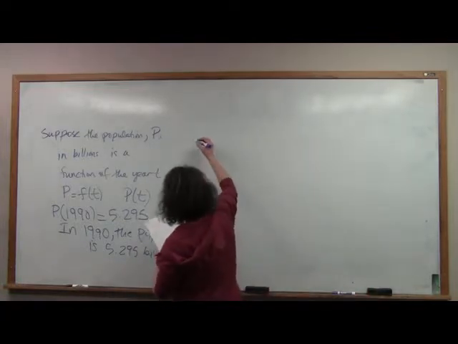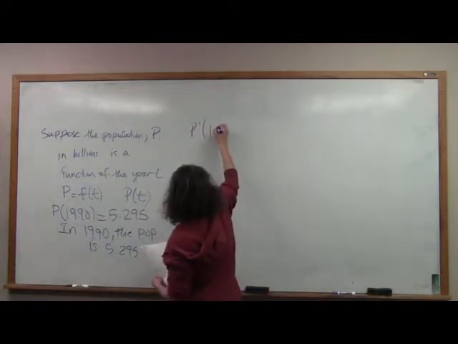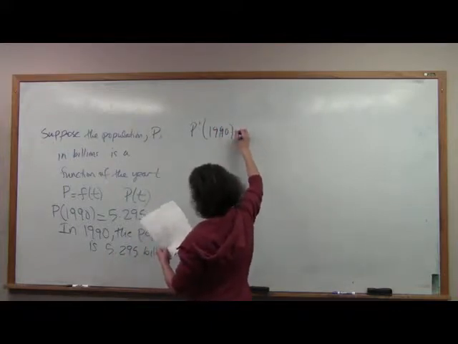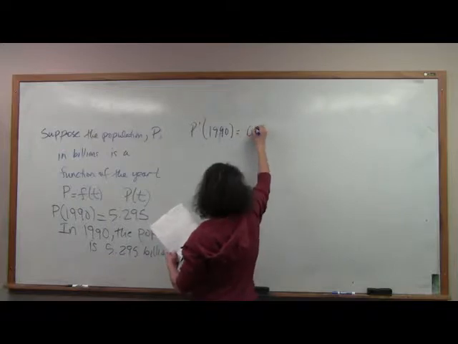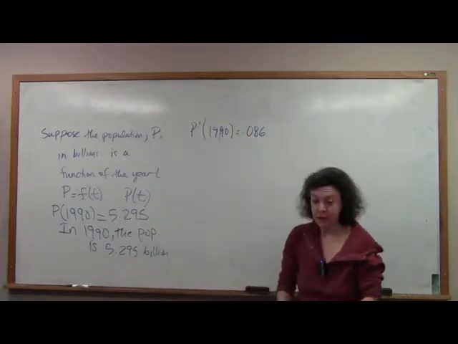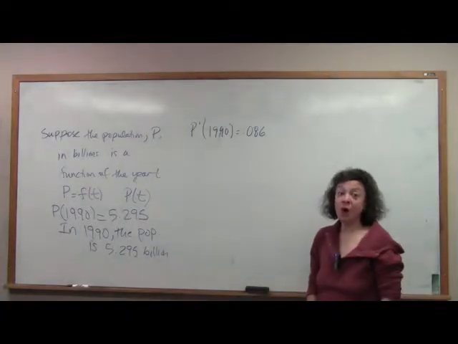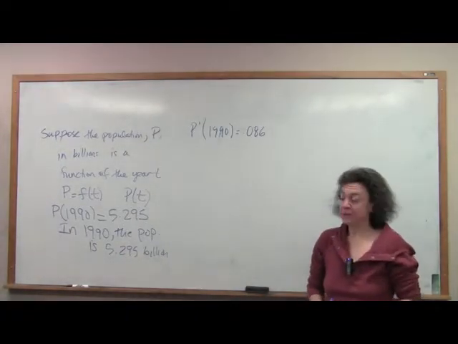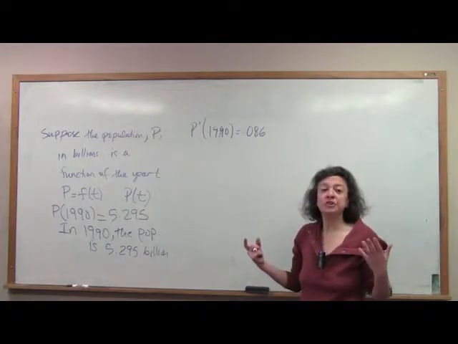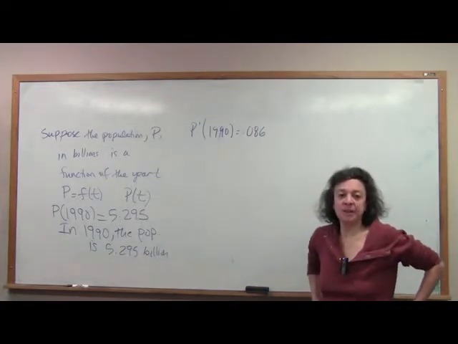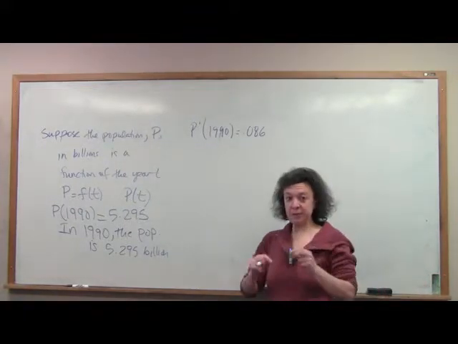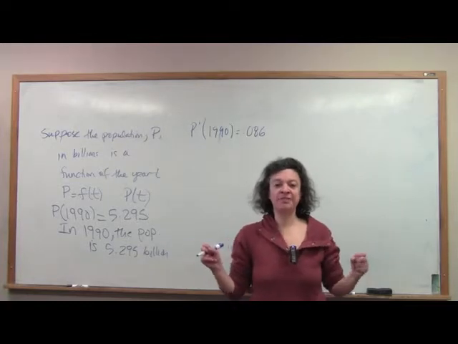Now let's explain the meaning of P prime of 1990 equals 0.086. Okay? Remember, now we're talking about a rate of change. When we're talking about a rate of change, essentially what we're doing is we're just interpreting the slope. So, what does it mean when you say that the slope is some value?